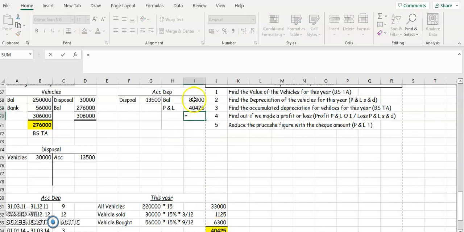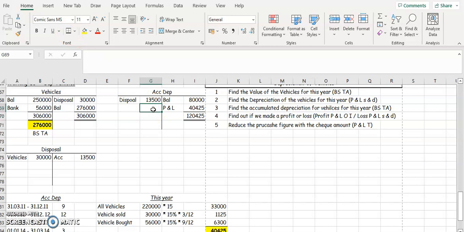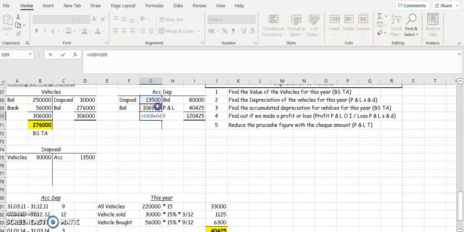Now we can find out what the accumulated depreciation is by just balancing off this account. So we're going to add up the credit side. We're going to take the 120,425. We're going to take away the 13,500 from it. That's going to give us our balancing figure. And that's going to be the figure then that goes into your balance sheet as part of your tangible assets. You can bring it down if you want.